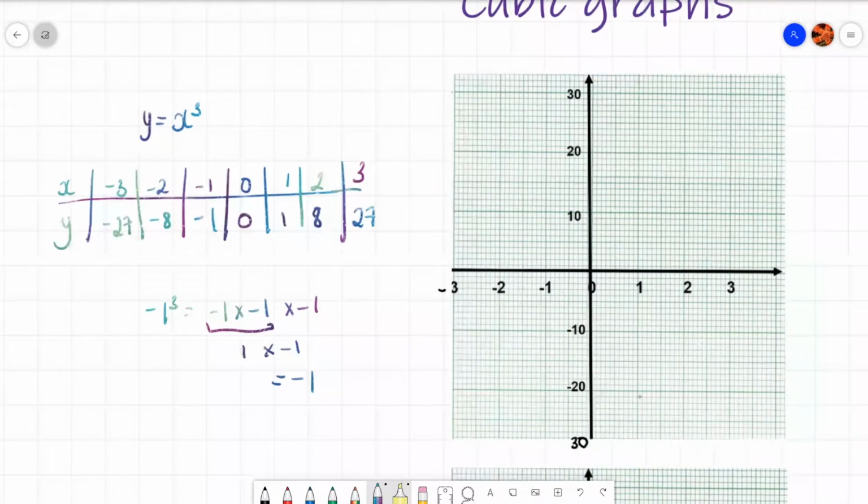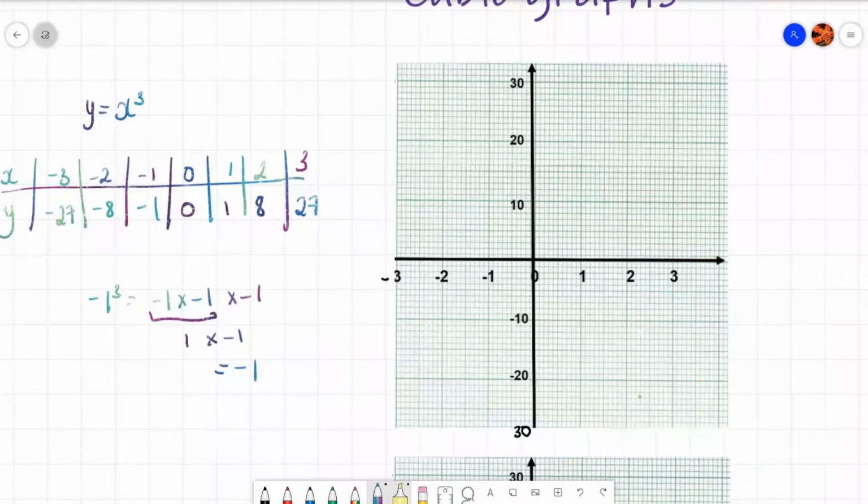So let's draw our graph. Plot the coordinates. You can write the coordinates out if you wish to do so. Well, -3 and 27 would be 29, 28, 27 would be here. Oh, hang on a minute. That's +27, isn't it? So let's go back down. Good job I figured that out at the moment. There we are. -2, -8 would be here. -1, -1 here. 0, 0, 1, 1, 2, 8, and 3, 27 this time.